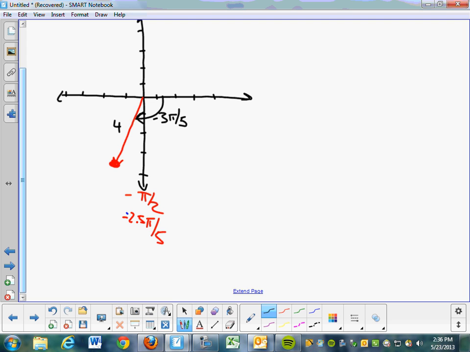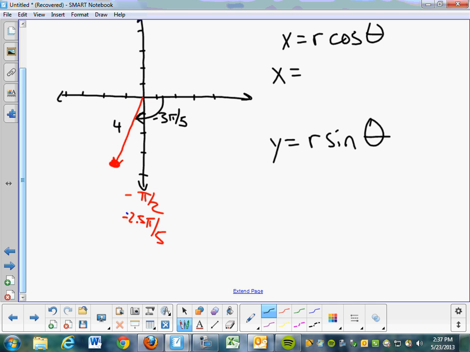Now what we want to do here is convert from polar to rectangular. Well, I know how to do that. x equals r cosine of theta. y equals r sine of theta. So all I have to do is grab my r values and my theta values, plug them in, and see what I get.